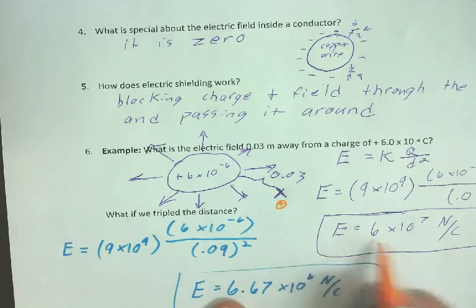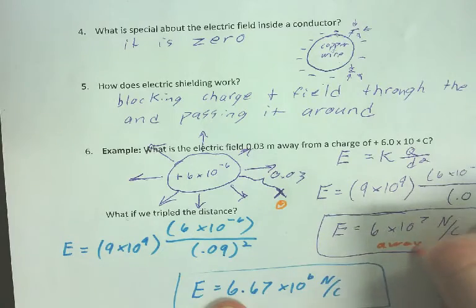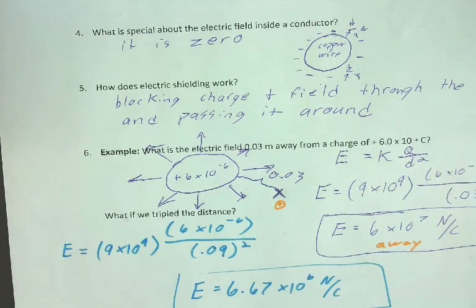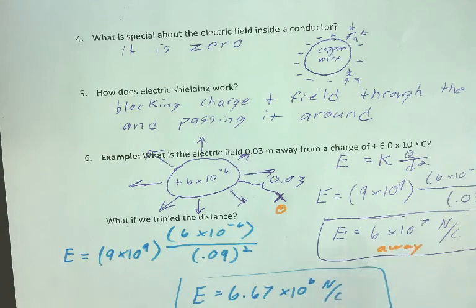So my electric field is 6 times 10 to the 7th, away. If this was a negative charge, it'd be 6 times 10 to the 7th, towards. That's all the direction is: either away or towards. I'm not worried about up, down, left, right. Towards or away are fine for the directions. For force, you need specifically positive, negative, left, right, that kind of thing. But for field, it's enough to just say towards or away.